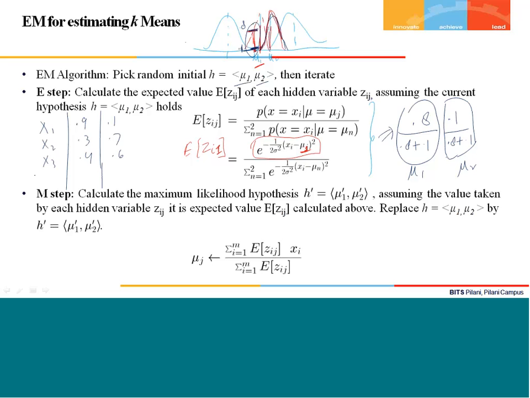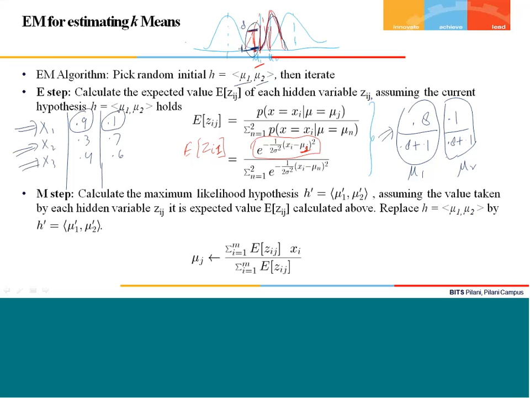So in this example, in the E step, I know the values of x. For every value of x, I am finding the expected value of the belongingness of that given observed variable to the normal distributions. For example, here x1 is given. What is the expected value that it belongs to the first normal distribution? What is the expected value that it belongs to the second normal distribution? I will do this for every given x.